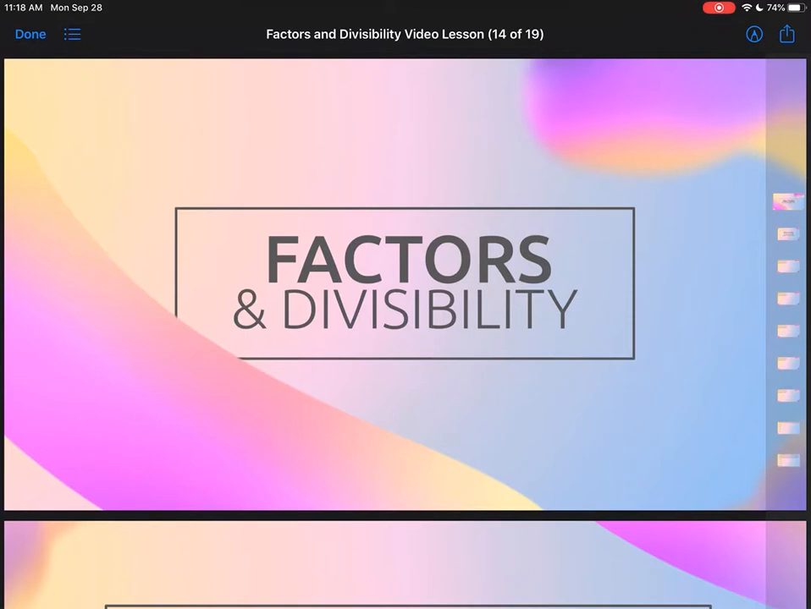So today we're going to be talking about factors and divisibility and how they're kind of related. Yesterday we were discussing divisibility and learning about our rules of divisibility, right? So we were learning about how to figure out if a number is divisible by 2, 3, 5, 6, 9, and 10. Well, now we're going to learn about factors, and we're going to talk a little bit about how they're related. So first off, let's talk about factors.